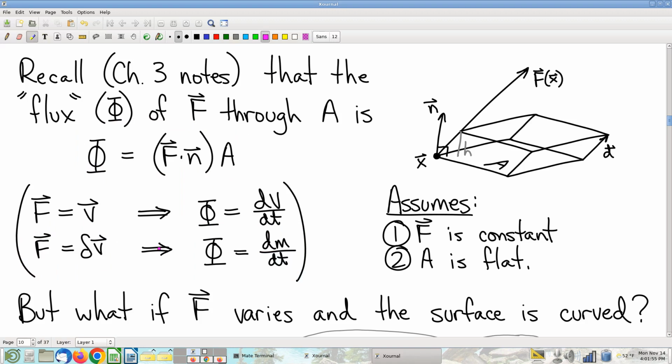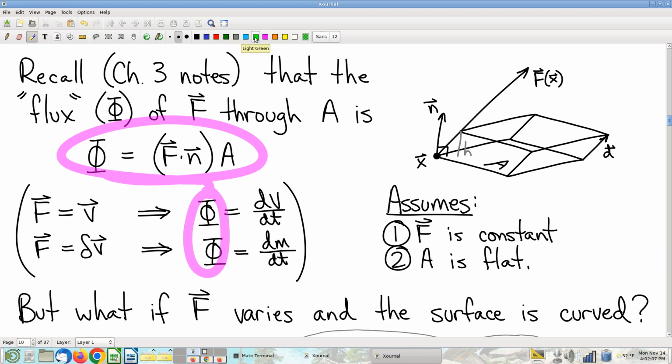So let me say that all differently now. Chapter 3 told us that this formula, this thing called flux, is interesting in a couple of different scenarios. Depending on whether your vector field represents velocity or density times velocity, this thing called flux computes naturally interesting quantities. In some sense, how much fluid, be that by volume or by mass, whatever your context is, is flowing through your surface. And that's a fundamentally interesting thing in that kind of situation. Okay, so I hope everybody remembers all of that.